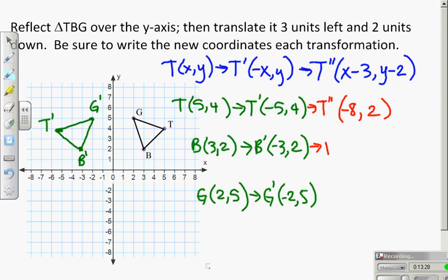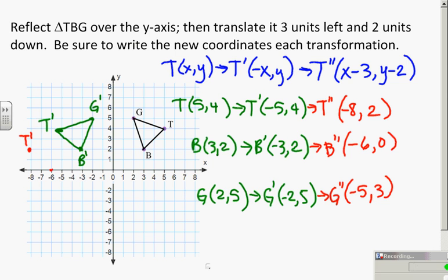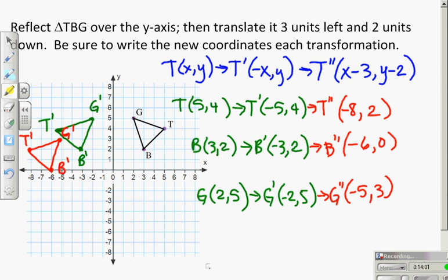Let's do the translation now. T double prime will be at negative 8, 2. B double prime will be at negative 6, 0. And G double prime will be at negative 5, 3. And I think it's pretty clear already that negative 8, positive 2, T double prime, negative 6, 0, B double prime, and negative 5, positive 3, G double prime.